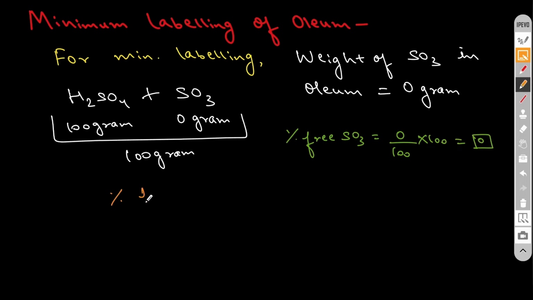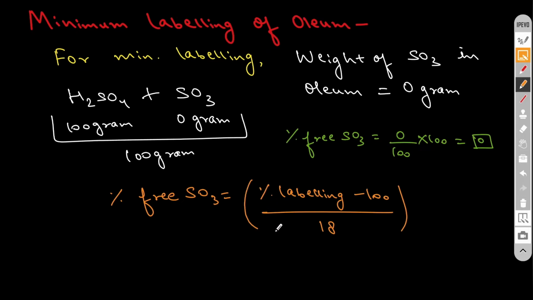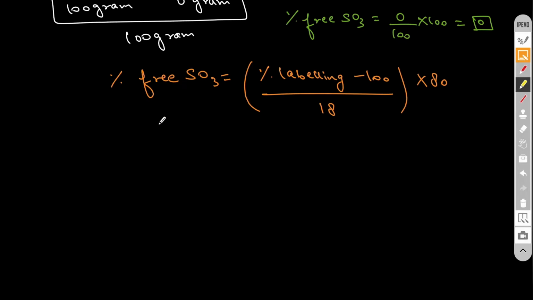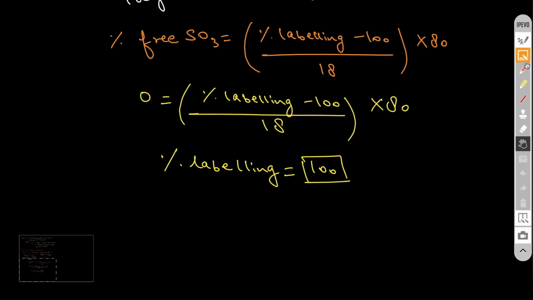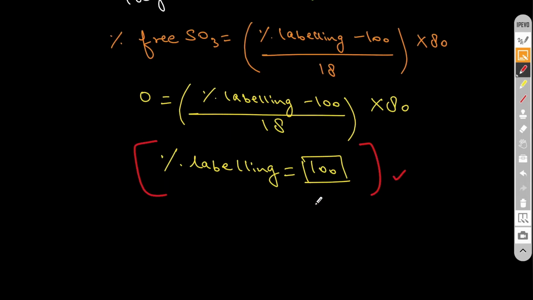We'll write percentage labeling. For that purpose, we'll first write the formula. Percentage free SO3 is equal to percentage labeling minus 100 divided by 18 multiplied by 80, right? So we'll simply put the value: percent free SO3, in this case 0, is equal to percentage labeling minus 100 divided by 18 multiplied by 80. On further solving, percentage labeling will simply come out to be 100. So this is the minimum labeling of an oleum sample. Just remember this simple value.